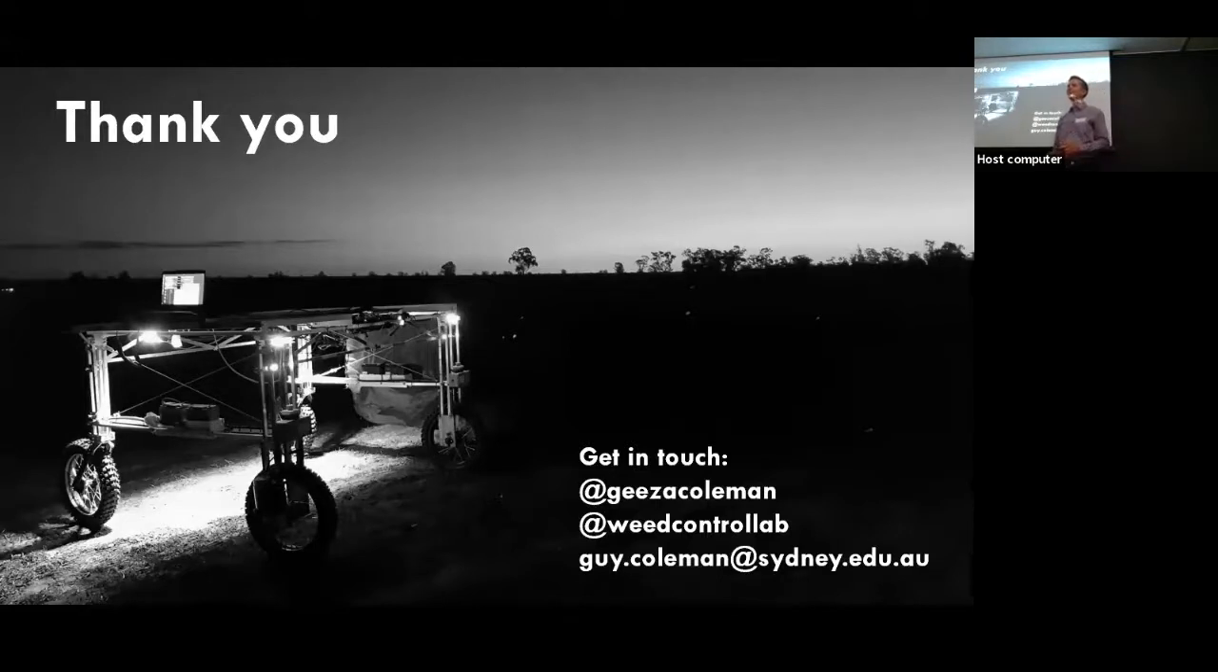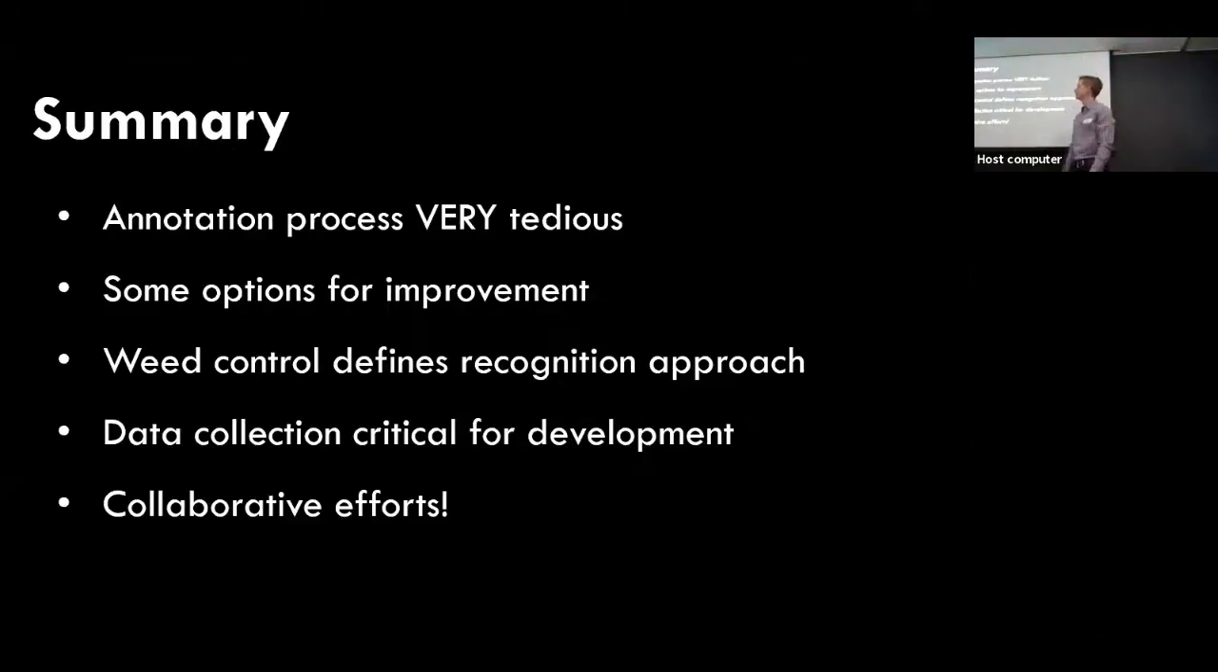Guy, I think your third dot point on that summary slide, weed control defines a recognition approach. Yeah, I get that. But what about looking forward in the future? So, as in novel recognition approaches, things that we don't know. So you're limiting future control options.